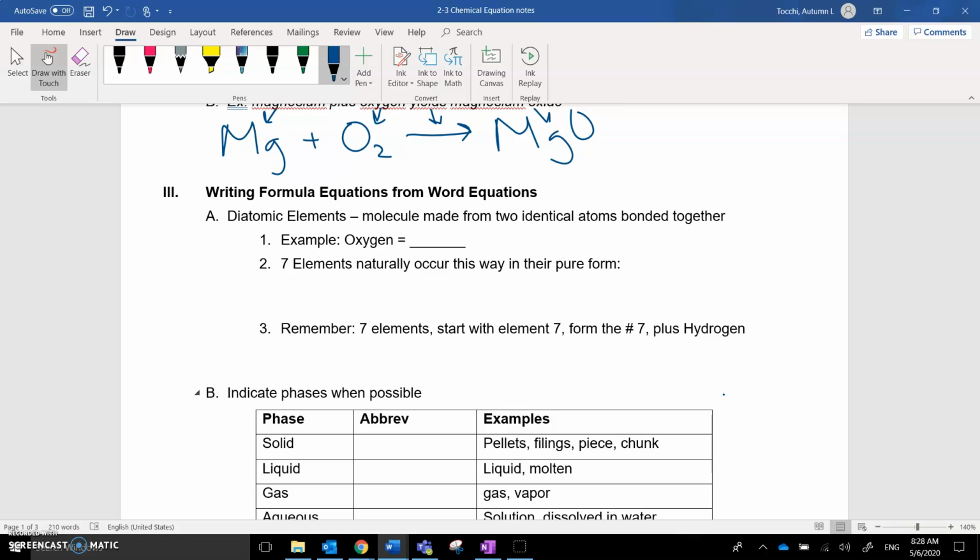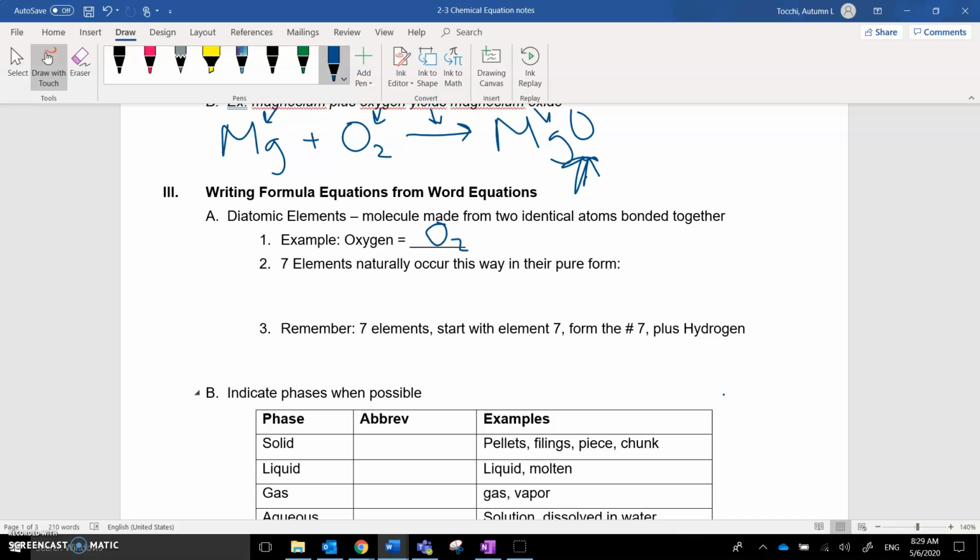So you can see up here that oxygen is a diatomic, so it's O2 when it's by itself, but when I put it up here with the magnesium, it doesn't keep that 2 because now it's with magnesium. It's not just by itself. So this is only when they're by themselves.